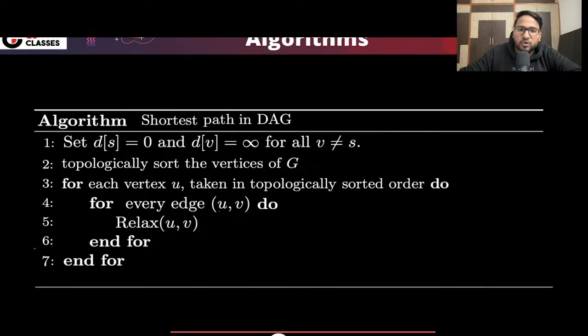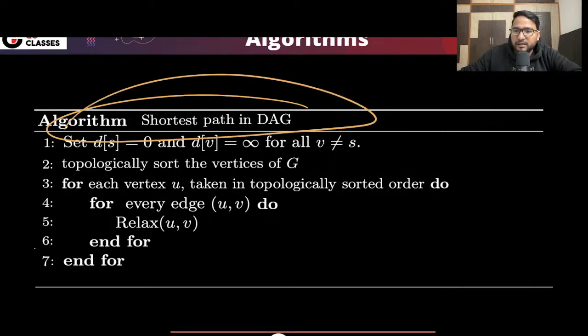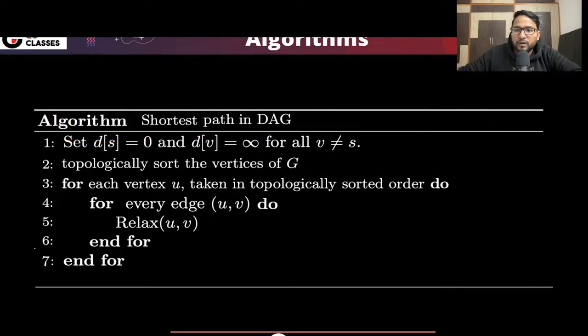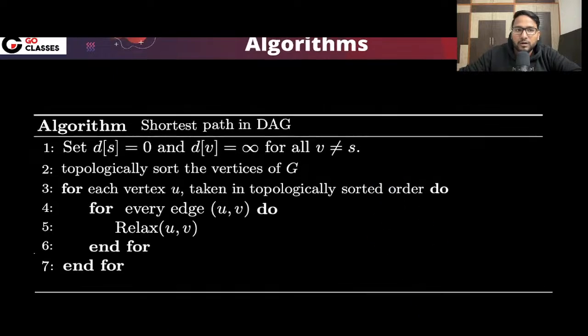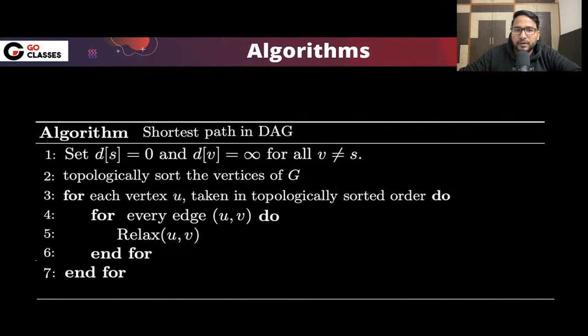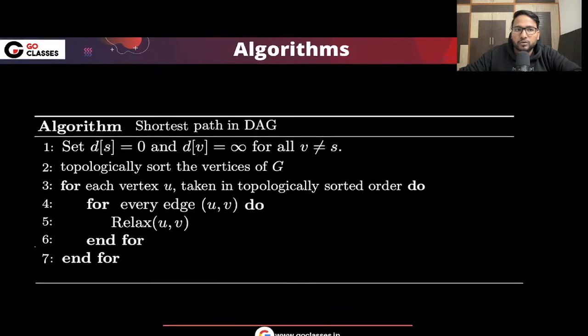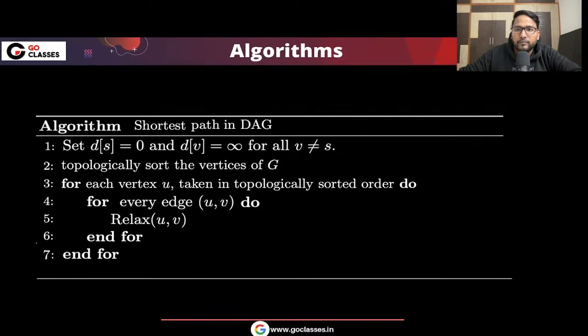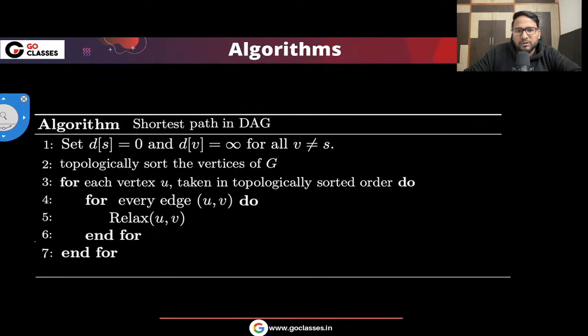Now the algorithm for shortest path in a DAG looks something like this. If you want, you can go through this algorithm later on. You don't need to go through it currently, but I'm just showing you that you can go through this algorithm later on. So let me go through it. I mean, this is very easy.